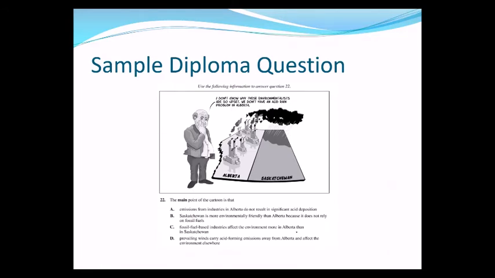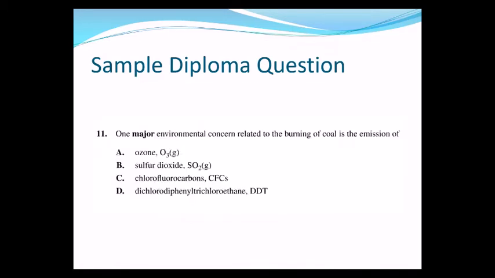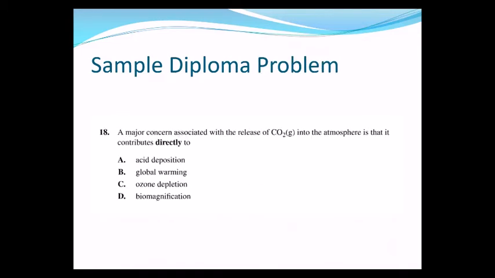The main point of this cartoon is that you need to know that winds blow from the west, so they blow east. Prevailing winds carry acid forming emissions away from Alberta and affect environments elsewhere. One major environmental concern related to burning of coal is sulfur dioxide, B. And 18, a major concern associated with the release of CO2 into the atmosphere. CO2 is B, global warming.